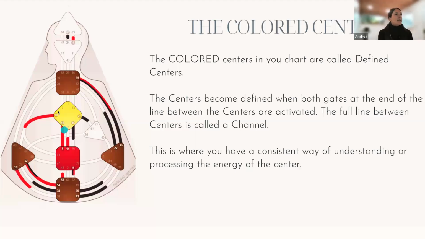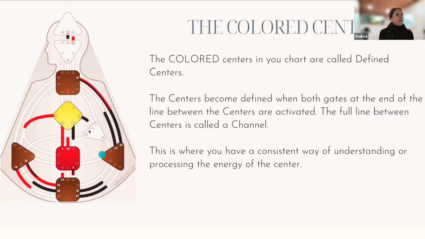So you'll have the filled in colored centers, and then you'll have the blank white centers. The centers that are colored in are called the defined centers, and they become defined when you have a full channel between them. See how this line here goes all the way from one center to another. It's fully colored in, even though it's half red and black, and the other side is just black. This is called a full channel.